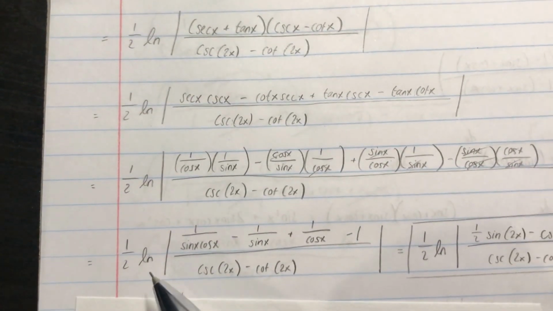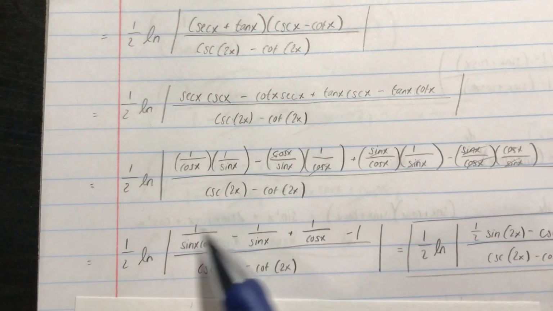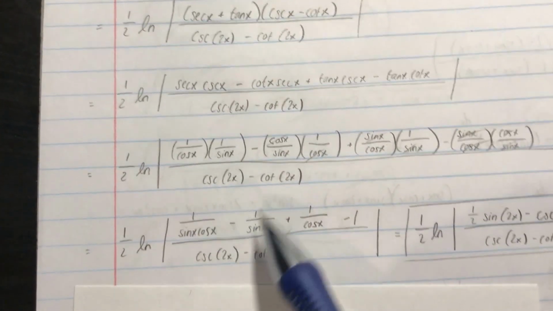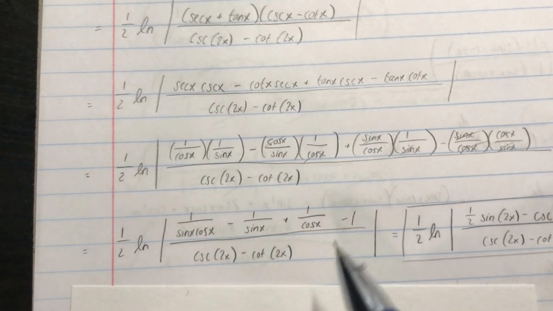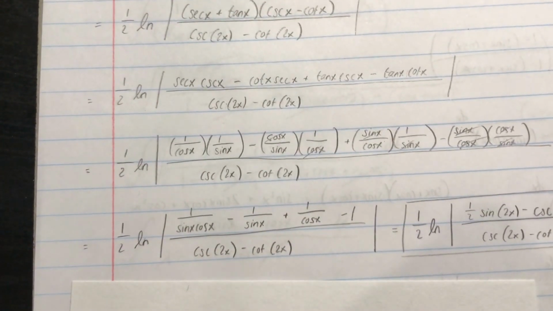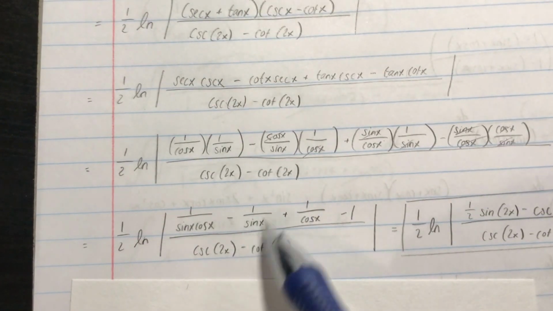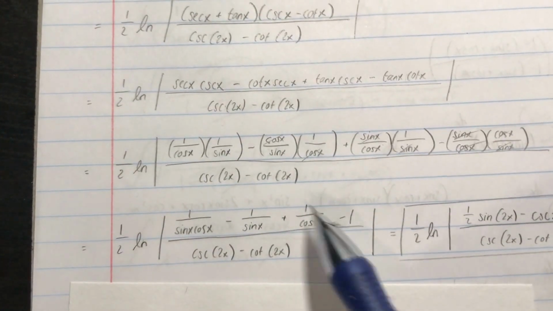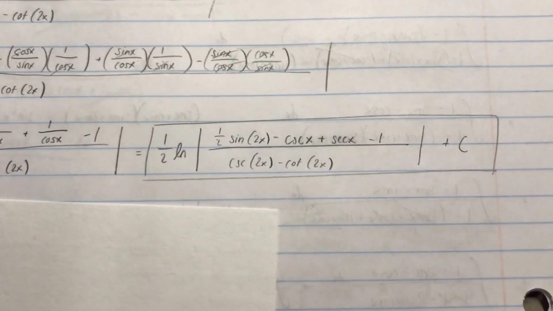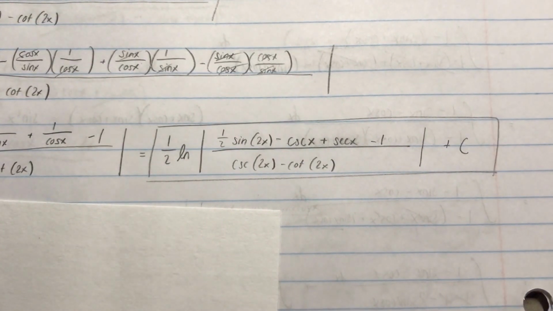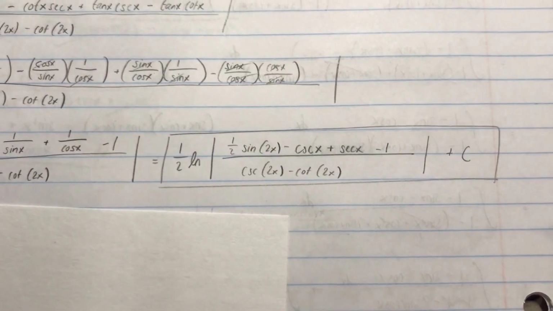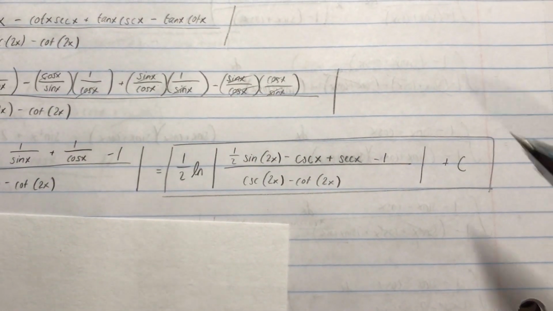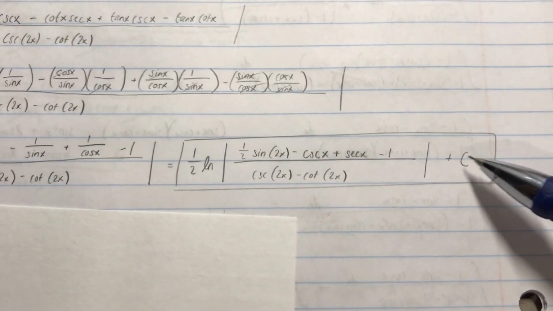our final answer should look something like this. It should look like 1/2 times the ln of the absolute value of 1 over sine x cosine x minus 1 over sine x cosine x plus 1 over cosine x, minus 1 over cosecant of 2x minus cotangent of 2x. And we can go ahead and revert this back to cosecant x, and in this case it's going to be secant x. And what we're left with at the very end of our problem is 1/2 times the ln of the absolute value of 1/2 of sine of 2x minus cosecant x plus secant x minus 1, over cosecant of 2x minus cotangent of 2x, and this is all, of course, in the absolute value, and we can't forget our constant.